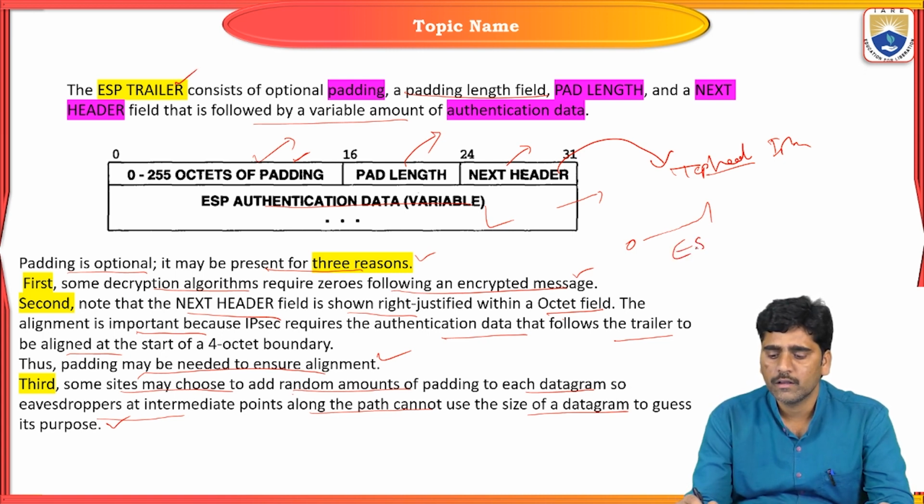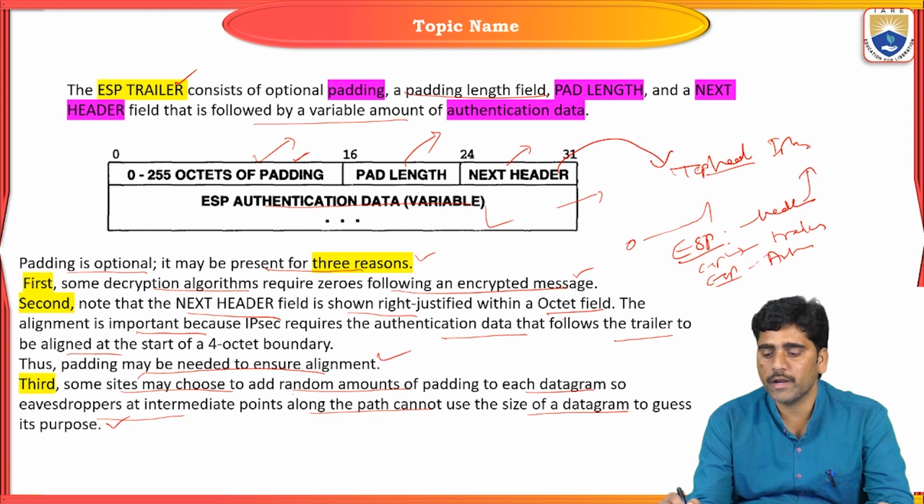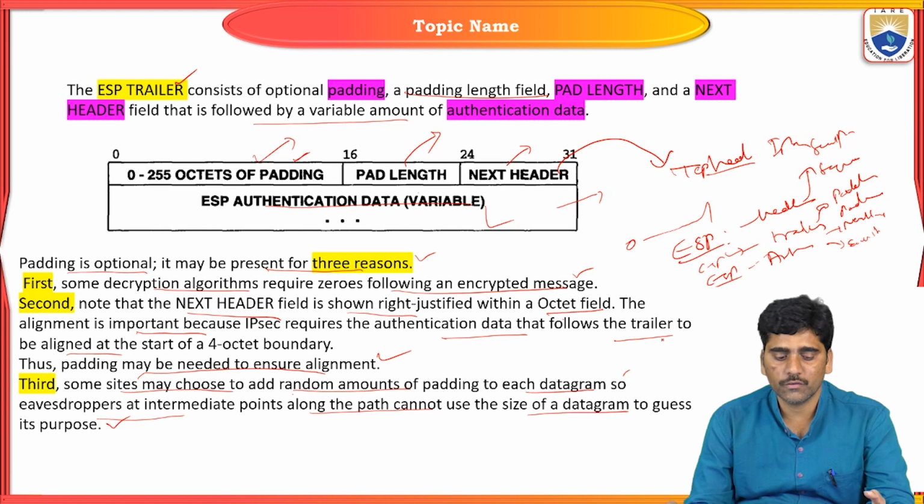So in the ESP, one is the ESP header field, the second is the ESP trailer field, and the third is the ESP authentication data. In the ESP header format, the security parameters index and the sequence number are there. But the trailer has the padding field, pad length field, next header field, and ESP authentication data. So these are the fields in the ESP trailer.